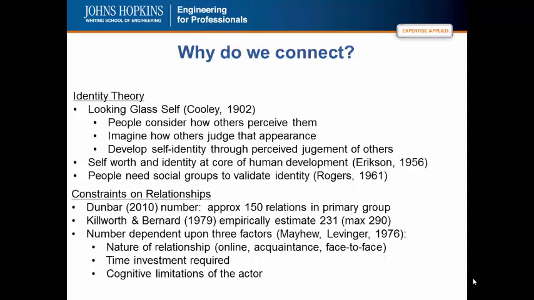Mayhew and Levinger, though, before either of these, oddly enough, stated that the number of connections a person had might be dependent upon three factors. One was the nature of the relationship. So is it face-to-face? Is it an acquaintance? The second is what's the level of investment required in terms of time and possibly resources? And the third thing is, what are the cognitive limitations on the actual person themselves? This body of research is not fully developed and basically states that you can't be connected to everybody, that there is at least some number that constrains the number of connections that you have.